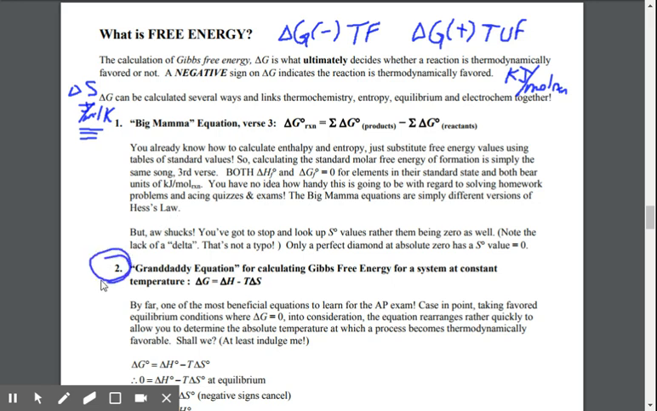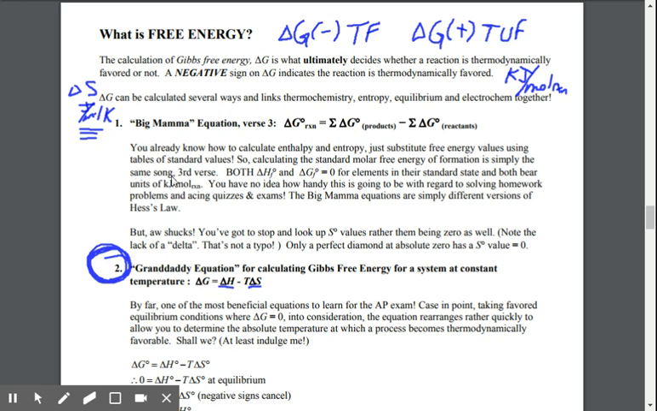Number 2 is a huge equation. You're definitely going to see this multiple times throughout the whole year. This is what they call the granddaddy equation. No, it's not the technical name. I don't remember what the technical name is, but you will definitely see this at some point. What this equation is doing is it's marrying delta H and delta S. It's showing the relationship between delta H, delta S, and how that correlates with delta G.